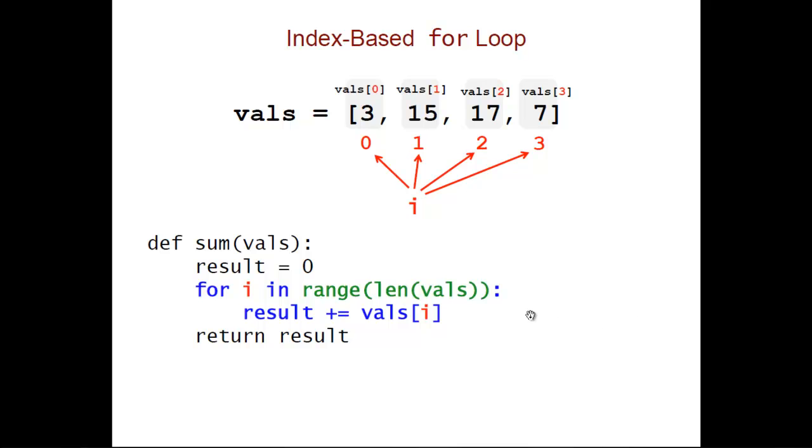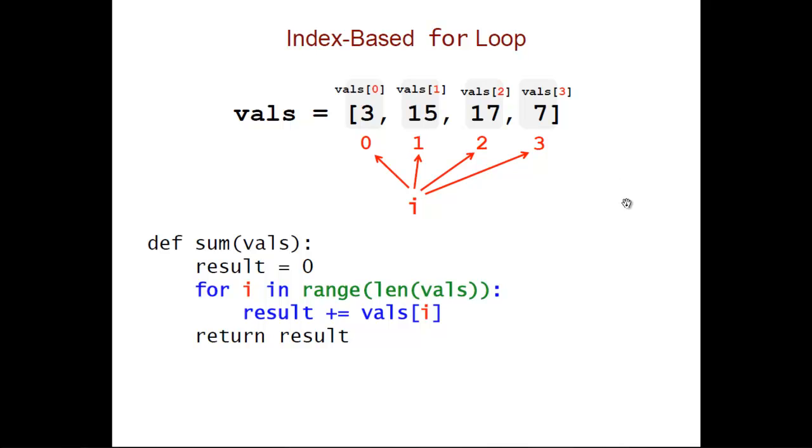So here is a rewrite of our sum function in which we use that approach. So here you can see that i, which is now our loop variable, is not taking on the values from the list, rather it's taking on values from the result of this range call. And we're passing into range the length of the list. And so range is going to give us a list of index values. So for example, if this was our list, range would give us these 4 values, 0, 1, 2, 3, which are the index values of the elements.